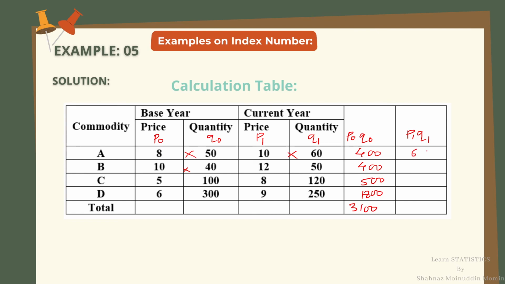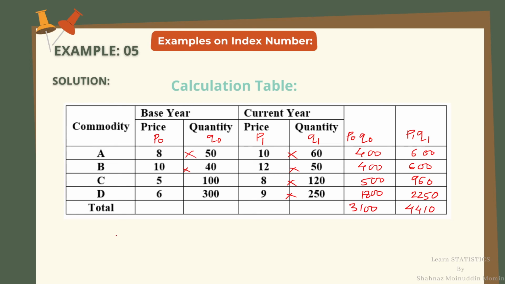Next column is P1 Q1. 10 into 60, 600. 12 into 50, 600. 8 into 120, 960. Similarly 9 into 250, that is 2250. And the total of P1 Q1 is 4410.